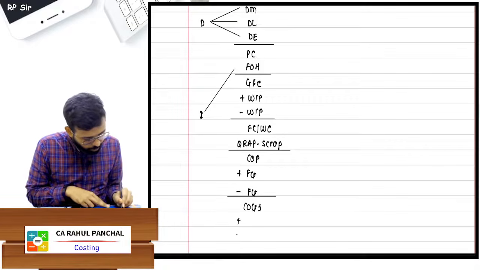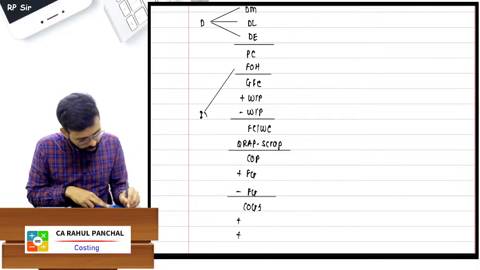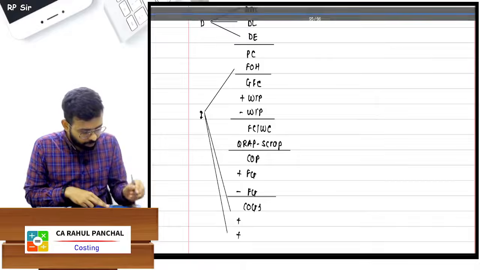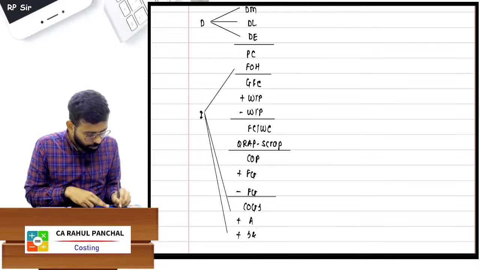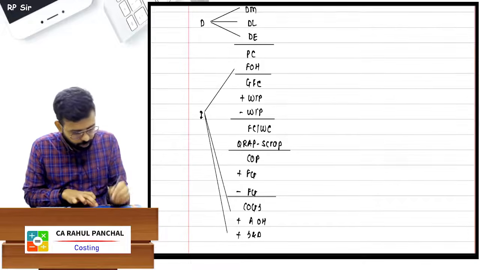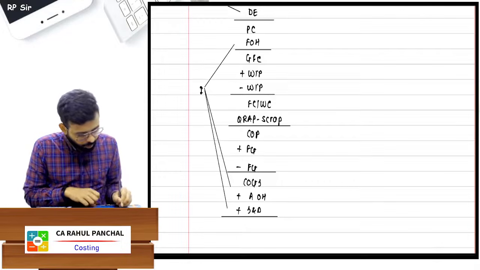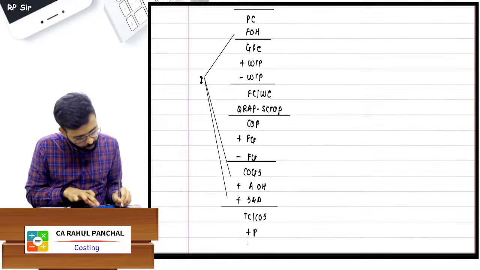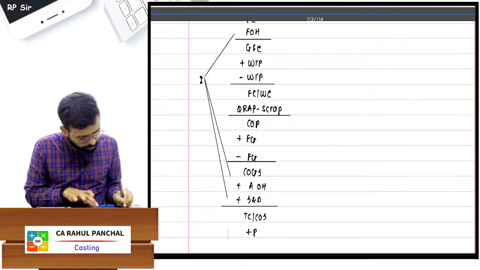Then in COGS you add 2 things. These are your 2 overheads which are being added: office and administration, and selling and distribution. Once that is added, you get your total cost, which is also known as cost of sales. Then profit is added, and then you get your selling price, that is, sales value.